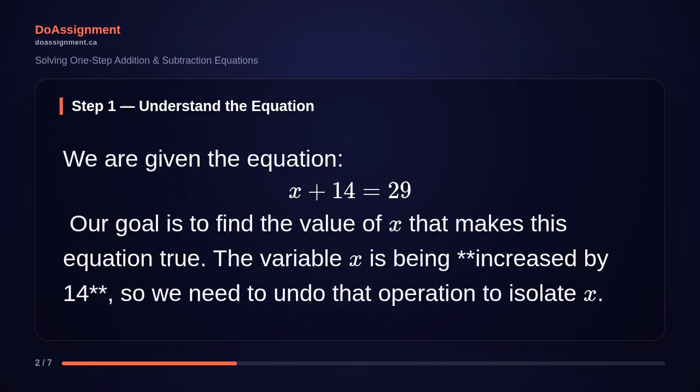We start with the equation x plus 14 equals 29. Our goal is to find the value of x that makes this statement true. Right now, 14 is being added to x, so we need to undo that addition to get x by itself.